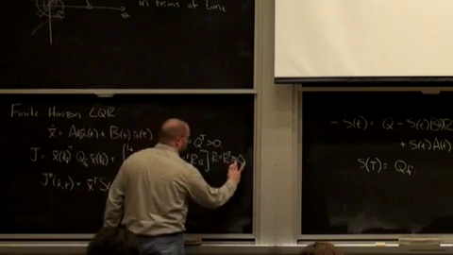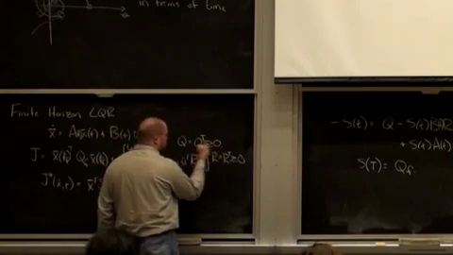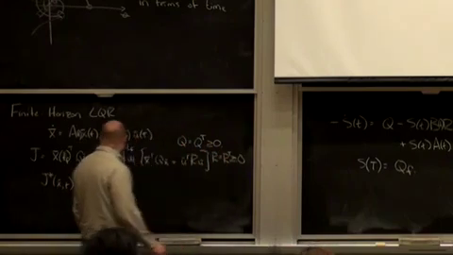Oops, I did it the wrong way. Q can be 0, but R cannot be 0.